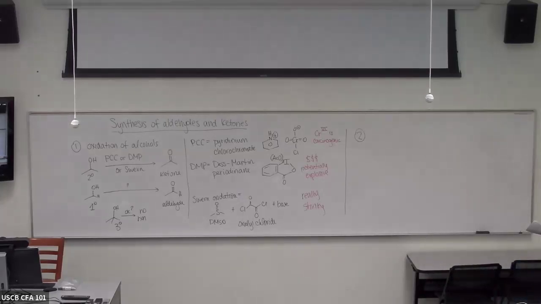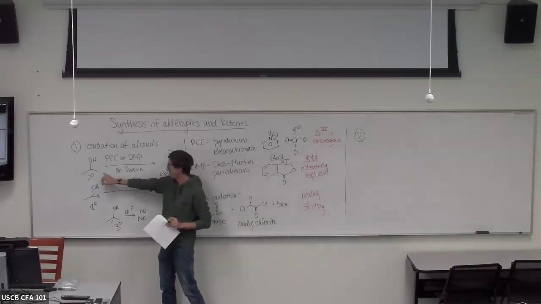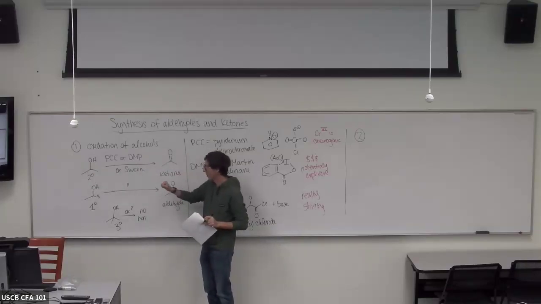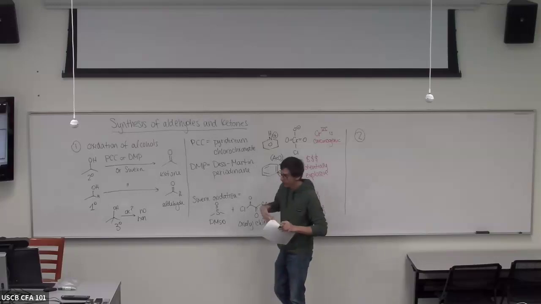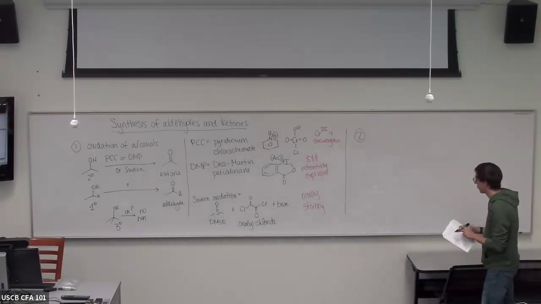Okay, the second method. Now, this oxidation of alcohols is pretty standard. It is easy to spot if you're doing a synthesis or a reaction because you just see an alcohol like that and you're like, ooh, okay, I've got this carbon-oxygen bond. I want that carbon-oxygen bond, but I just want it to be a double bond. Well, you have a selection of different ways you can do that.